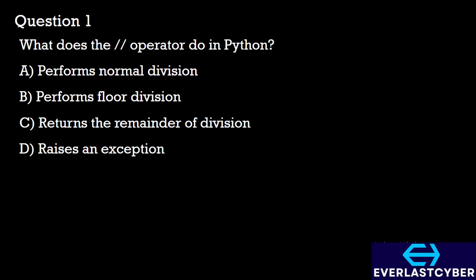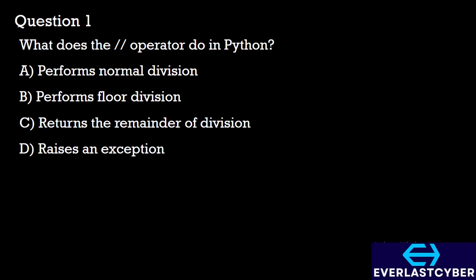Normal division would be just one / and that returns a float and not an integer. In option B, the double / operator in Python performs floor division. This means that it divides two numbers and rounds the result down to the nearest whole number or integer.